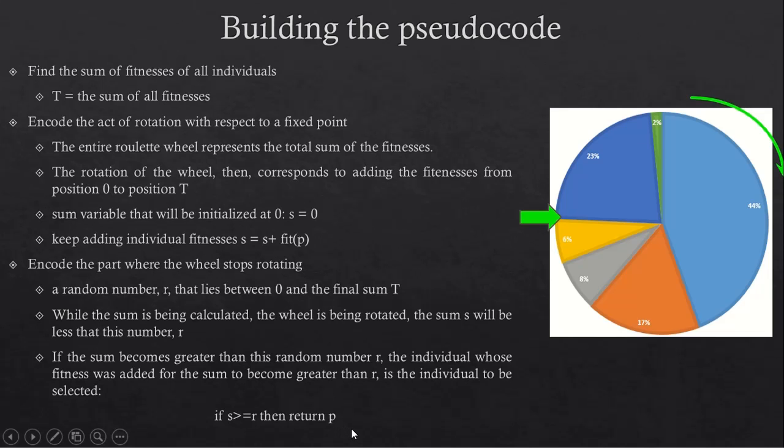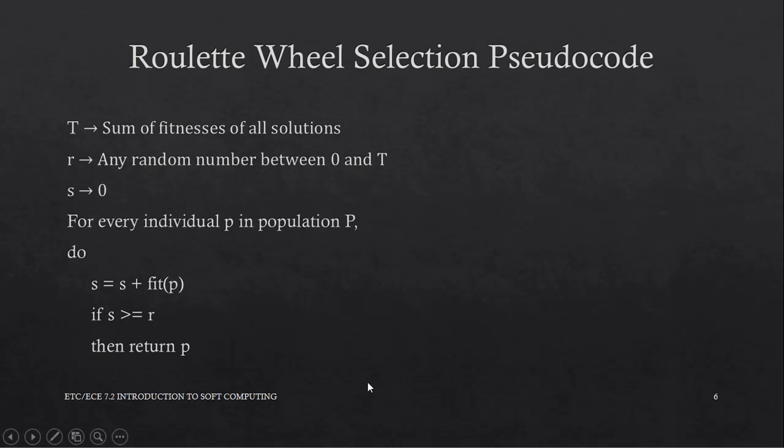Now let us summarize the pseudocode. Let T be equal to the sum of fitnesses of all the solutions. Let r be any random value between 0 and T. Let s be the sum which is initialized to 0. For every individual p in the population P, do s equals s plus fitness value of the individual p. If s is greater than or equal to the value r, then return p.